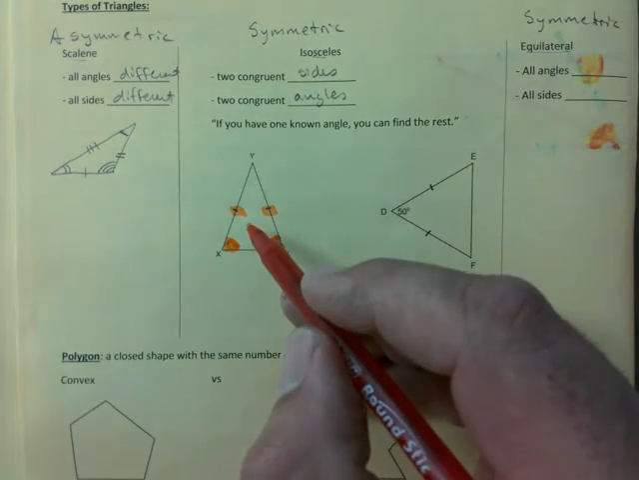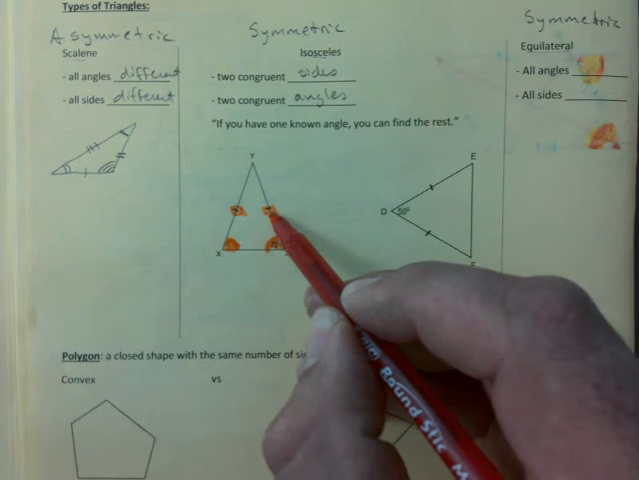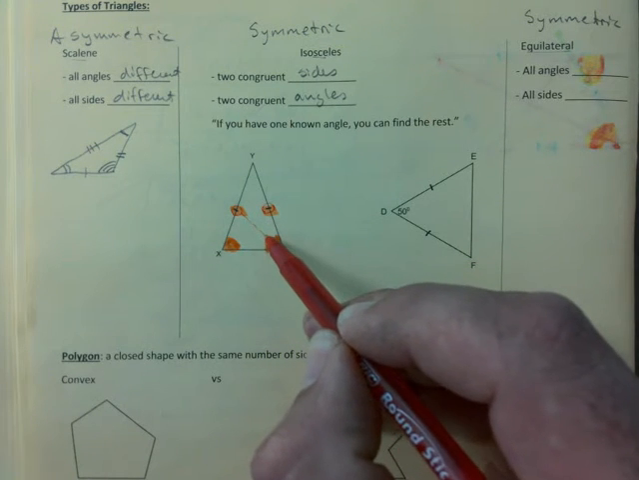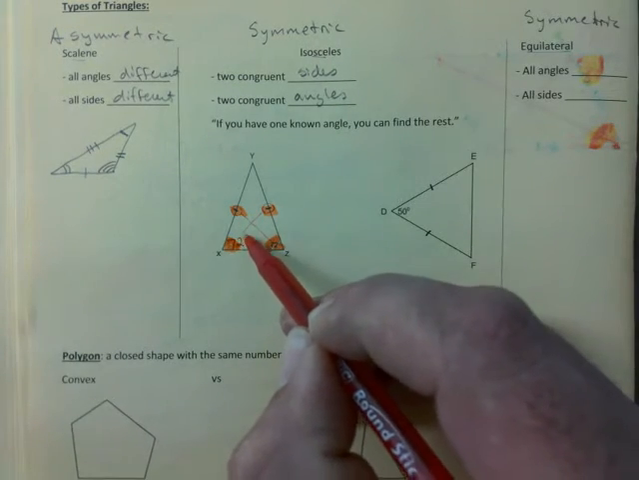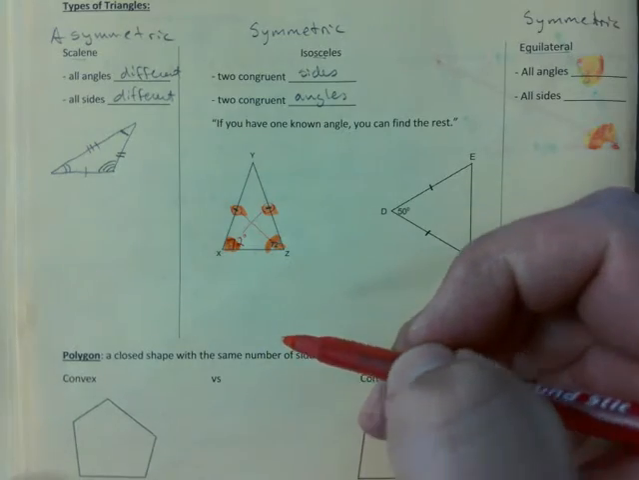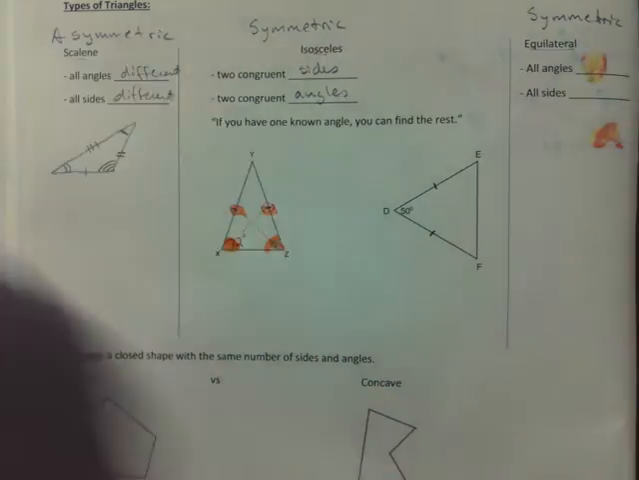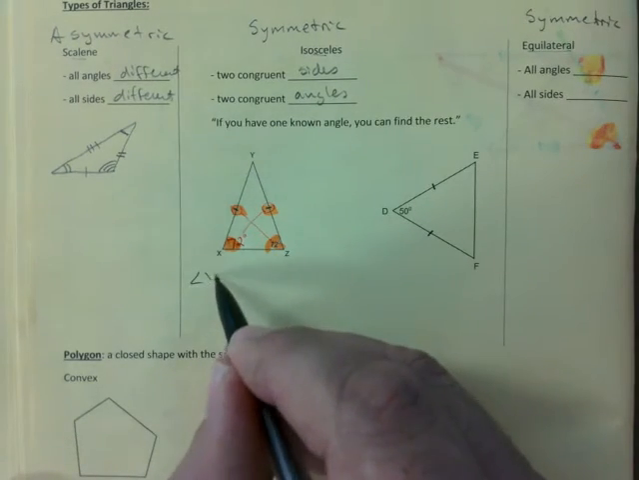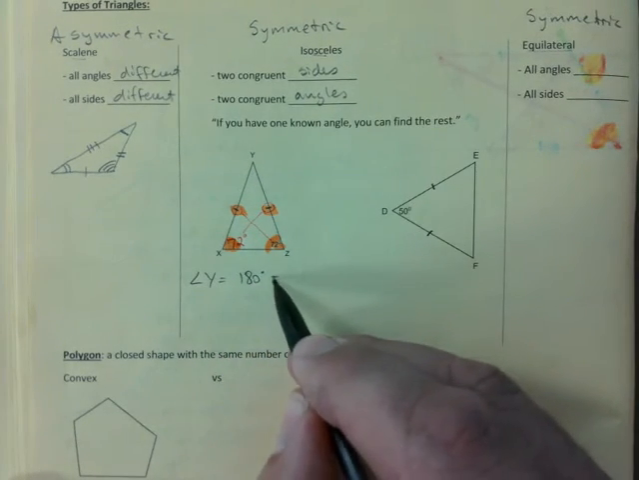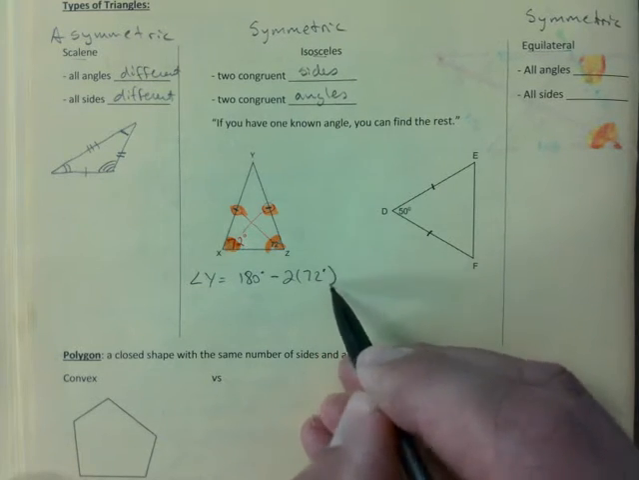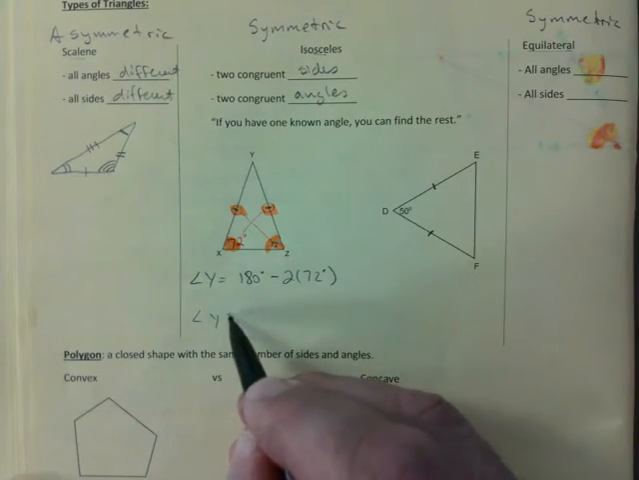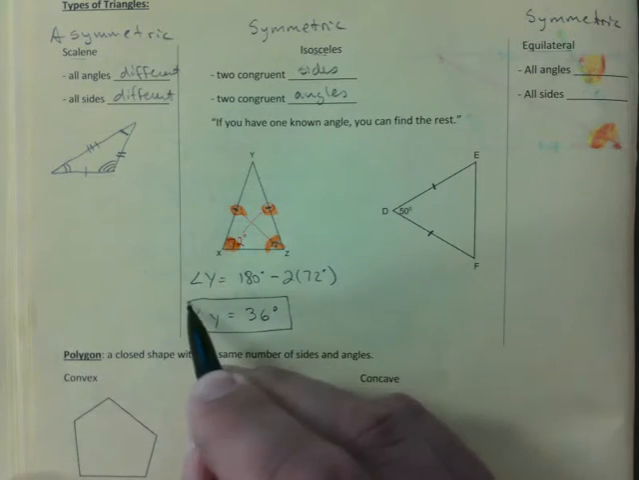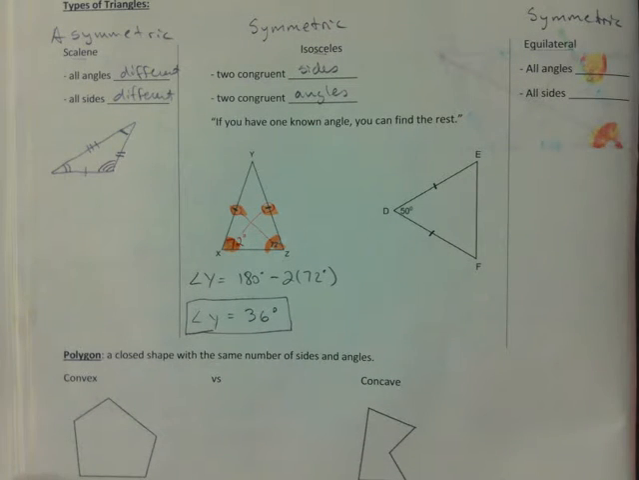So this is the reasoning, guys. If these two sides are the same, then you look at the angle across one of them. Oh, that's 72. Therefore, this must be 72 as well. That's the reasoning behind it. And so now we know that angle Y up here is going to be 180 minus 2 times 72, or minus 72 minus 72, whatever works for you. And so we know that angle Y is 36 degrees. You know one, you know all of them, basically.